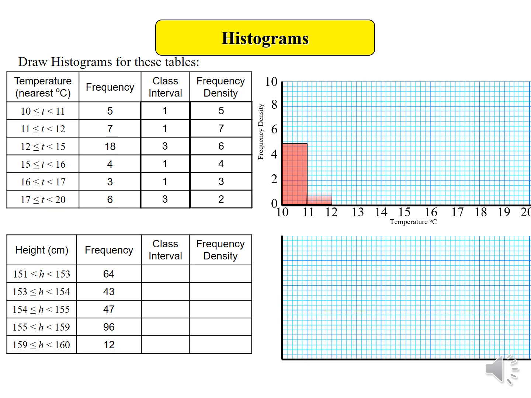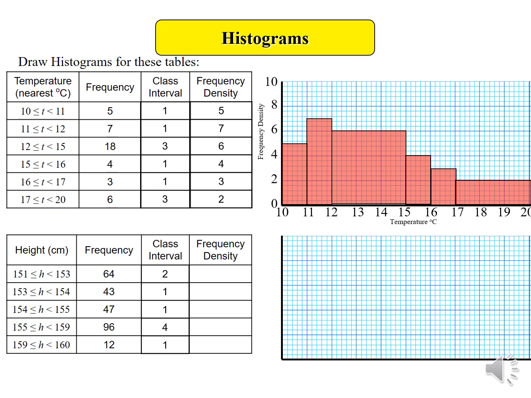10 to 11 it will be 5, 11 to 12 it will be 7, then 12 to 15 it will be 6, then 15 to 16 it will be 4, and likewise. So this is your histogram for the given example. Similar one we can define for the next. So height in centimeters, frequency and class intervals. Height is defined with 151 to 153, 153 to 154, 154 to 155, 155 to 159, 159 to 160. Along with each class, frequency has been given.